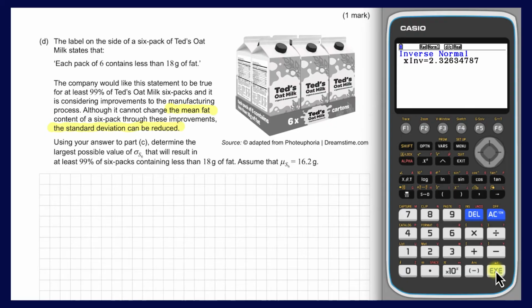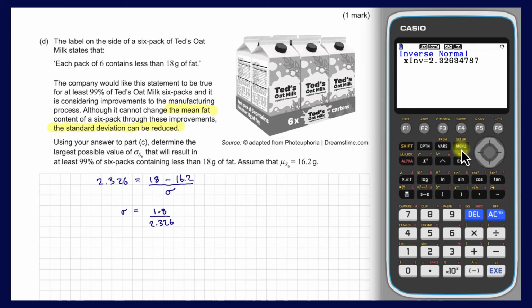So we're now asked to find the standard deviation sigma that will result in 99% of packs containing 18 grams of fat. In other words, we're using our z-score formula, z equals x minus mu on sigma. So I'm going to write that down with values included. So our z-score 2.326 equals the x score of 18 minus the mean of 16.2 divided by our unknown value sigma. That means that sigma will equal 1.8, which is 18 minus 16.2, divided by 2.326. A quick calculation to be done there in run mode.